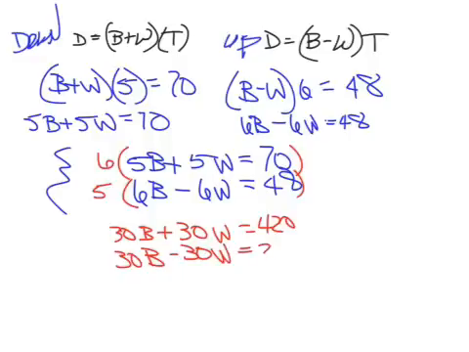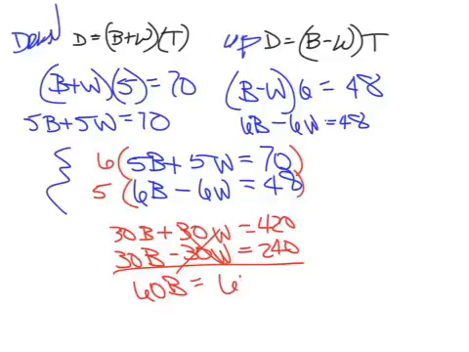48 times 5, 240. Add those, and those go away. So I have 60B equals 660. So B equals 11. Okay, so I found how fast the boat's going. Now I need to find out how fast the water was going.